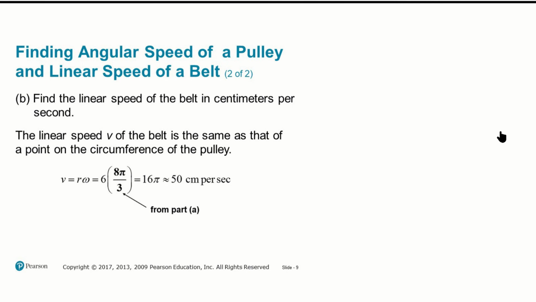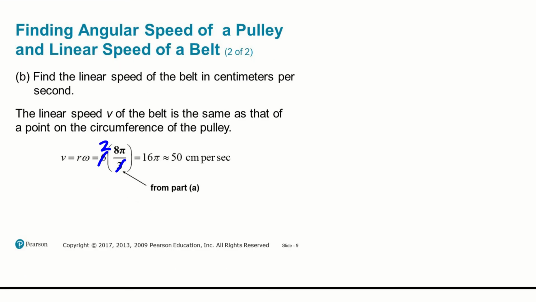for the angular speed, and here we can cross cancel those out. That gives you a 2. So we end up with 16 pi, which is approximately 50 centimeters per second. That's how fast that revolution is taking place. All right.